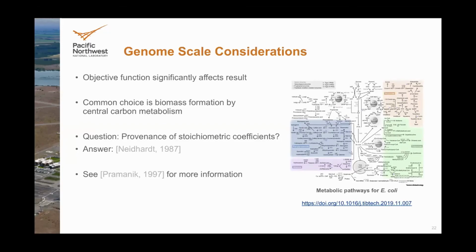And when you track it all the way back to the source, you find that it's a book by Neidhart from 1987. And the reference to the book is at the end of the slide deck. If you want to read about this in more detail, besides getting the book, which is excellent, there's a great paper by Pramanik from 1997 where they go into the math very deeply and explain the relationship between the stoichiometric coefficients that are determined and the resulting activity in your simulated model. So just something to consider when working at the genome scale.